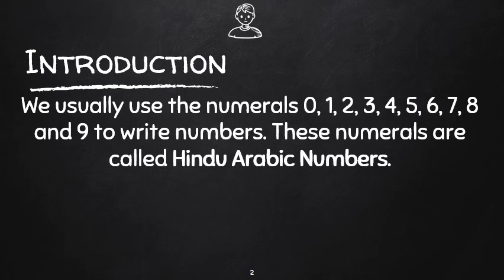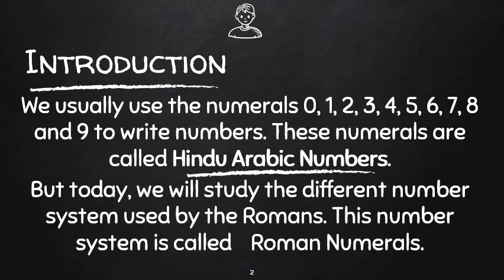We usually use the numerals 0, 1, 2, 3, 4, 5, 6, 7, 8 and 9 to write numbers. These numerals are called Hindu Arabic numbers. But today we will study the different number system used by the Romans. This number system is called Roman numerals.